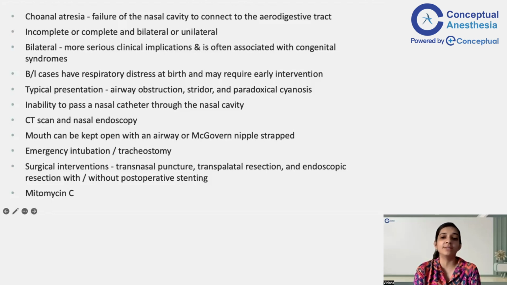Mitomycin C is used in treatment because it's an anti-proliferative agent. Because of that, it inhibits fibroblast proliferation, and it sometimes is applied as an adjuvant, after stenting also, to reduce the scarring and prevent restenosis, which occurs after surgery. Now, patients who have just unilateral atresia usually do well post-operatively, and they don't require any special monitoring. But patients who have bilateral repair have a complicated post-op course, and they should be monitored in the ICU or HDU.